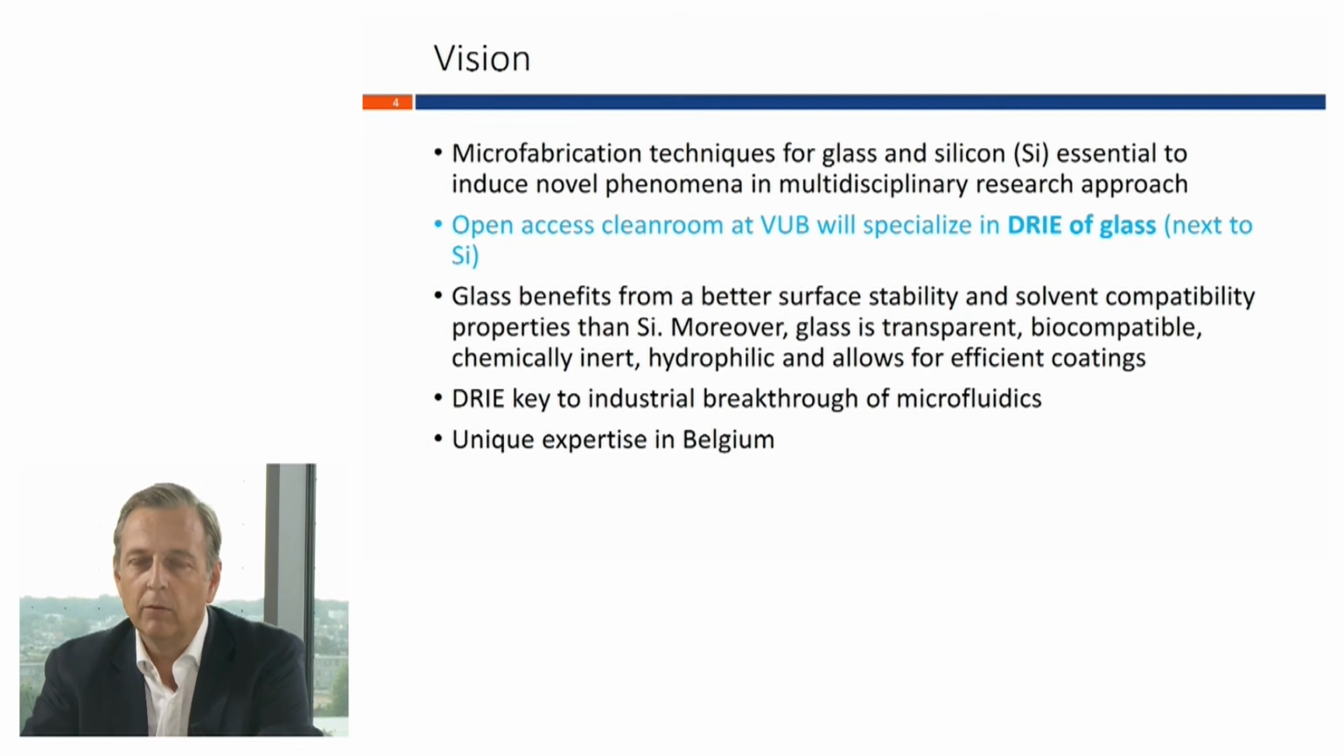And it's with that background that VUB decided to start a new core facility, more specifically to build a new open access clean room that will specialize in the deep reactive ion etching of glass next to silicon, where we have already many years of expertise built. But glass is a material in microfluidics with all kinds of particular positive characteristics which we want to exploit further. And we want to build around this material a unique expertise in Belgium and surroundings.